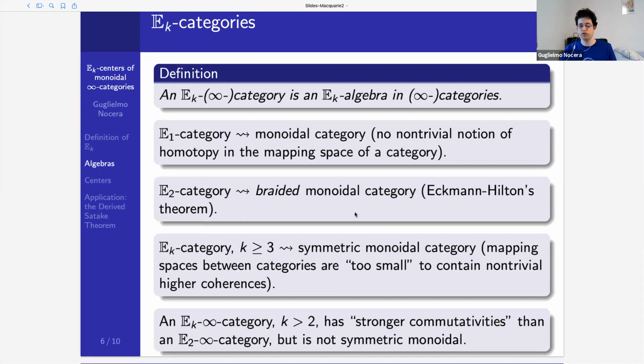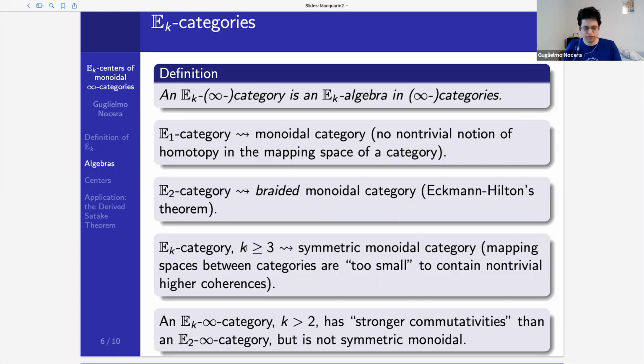So a braided monoidal category is not a symmetric monoidal category in general, because what may fail is that these braidings need not be involutive. So going from A tensor B to B tensor A to A tensor B again will not give the identity in principle. However, if you make K grow, you actually obtain a symmetric monoidal category. And this stabilization, the fact that for K greater than or equal to 3 everything is symmetric monoidal, is motivated by the fact that in ordinary categories, at some point, your mapping spaces do not have a high homotopical structure.